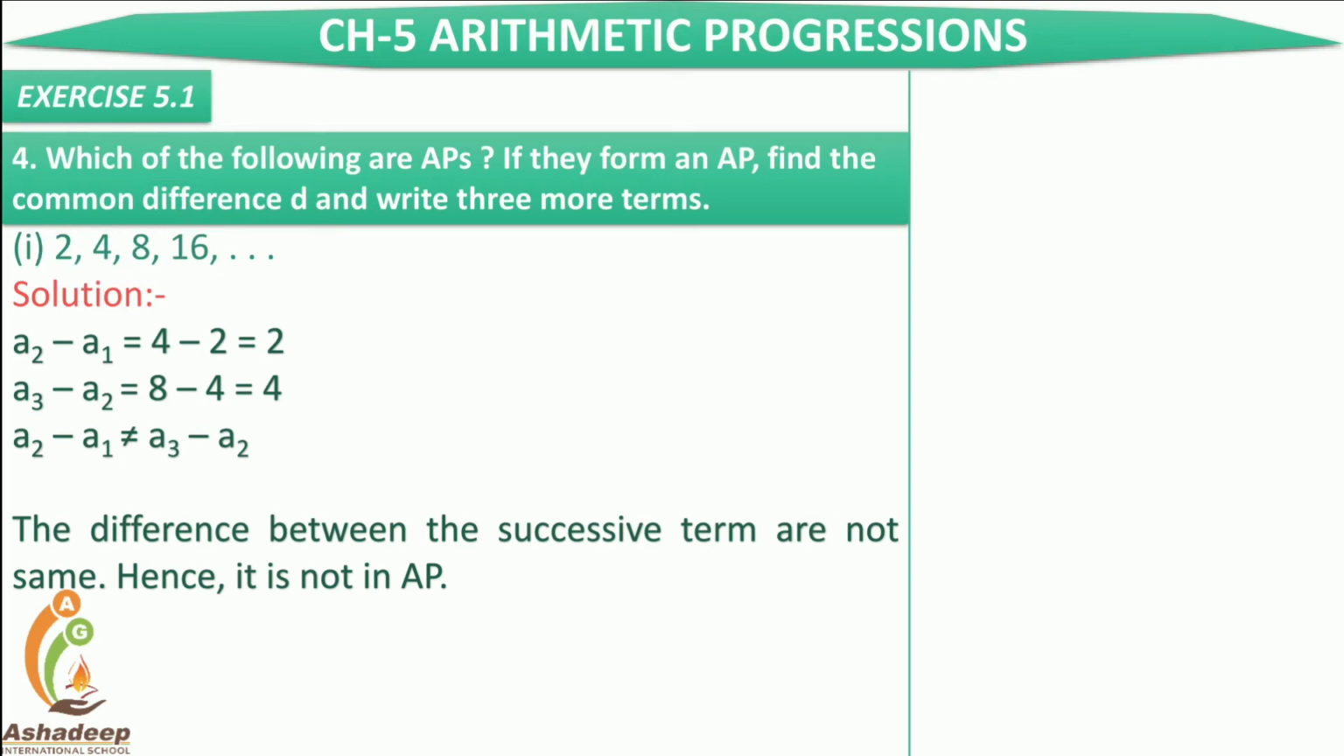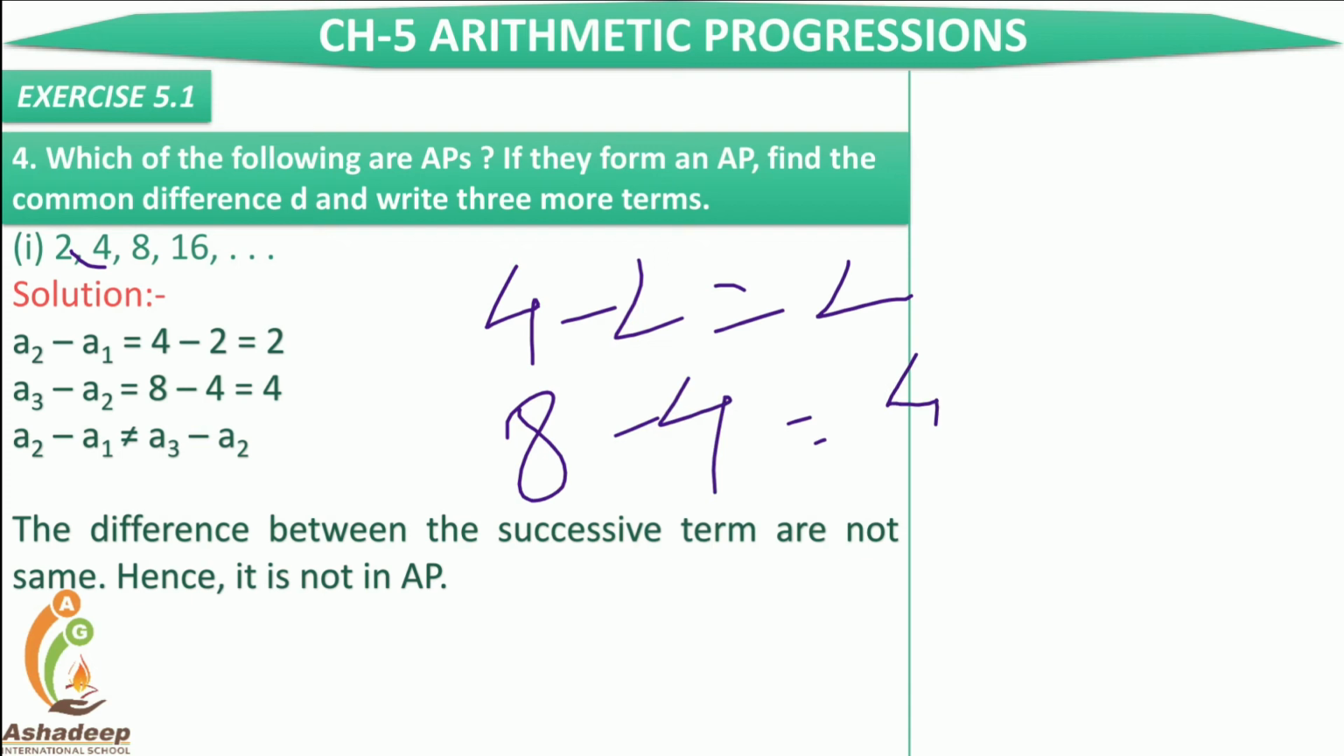If the differences are equal, then we can say it is in the AP. If they form an AP, find out the common difference d and write down the 3 more terms. If it is in AP, then we need to find another 3 terms. Okay, now see, 4 minus 2 is nothing but 2. Now 8 minus 4 is nothing but 4.